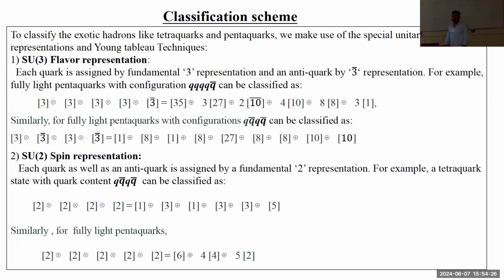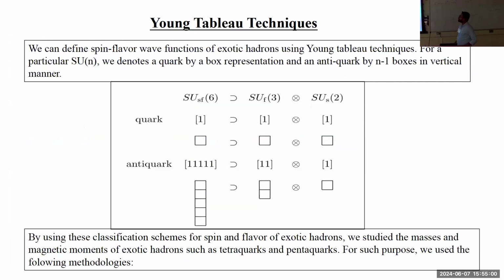To start with the classification scheme, we classify them using the special unitary representations and the Young-Tableau technique. By using the SU(3) flavor, we assign each quark a 3 and an antiquark a 3-bar representation. As I have shown, we can classify the fully light pentaquark and tetraquark states into different flavor multiplets. Similarly, for the spin, we use the SU(2) spin representation, where we assign each quark as well as antiquark the 2 representation, and we get the following spin multiplets.